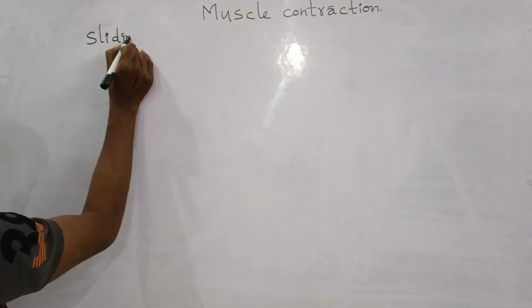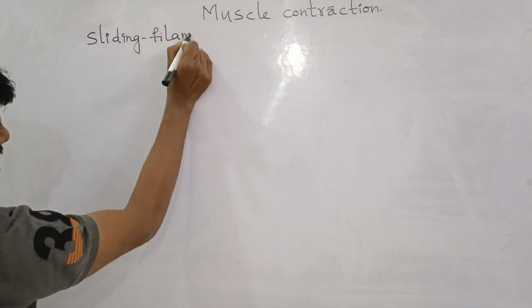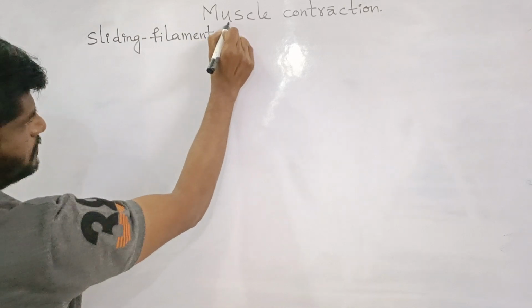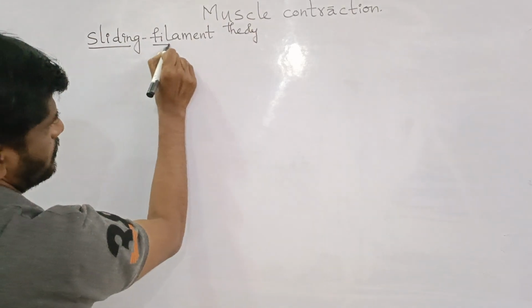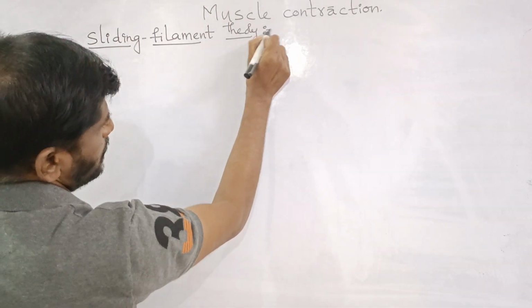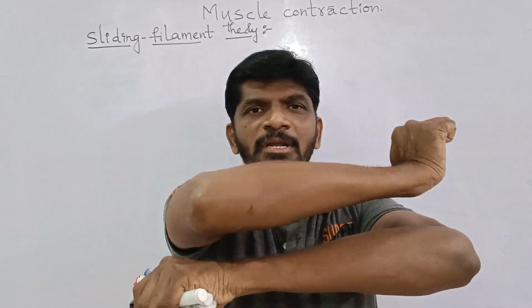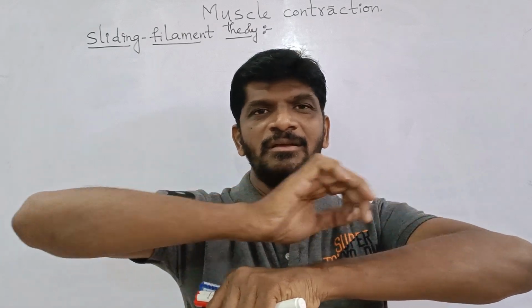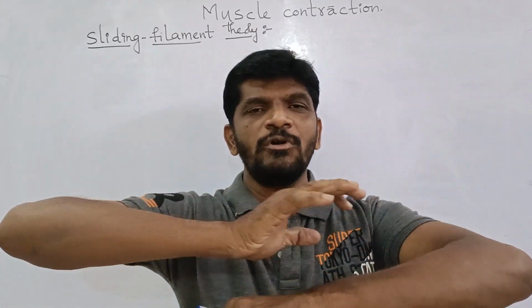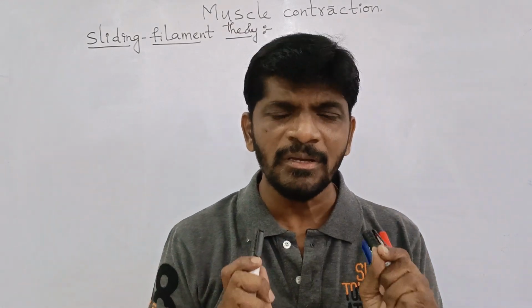In the sliding filament theory, the filament is sliding, not filaments. Only the thin filament is sliding over the thick filament, where the thick filament is always stationary. Therefore, when the thin filament is sliding to and fro, the muscle is undergoing contraction. It's all about the sliding filament, in short.